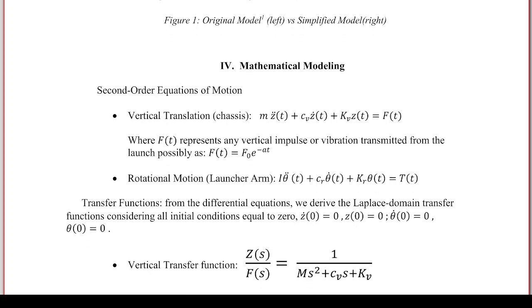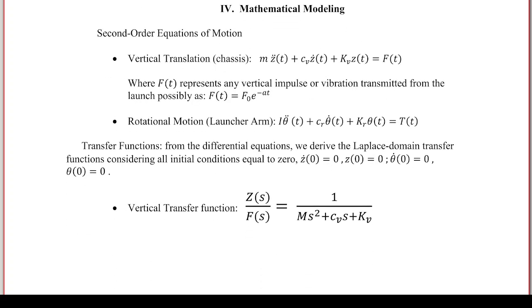From there, we started with mathematical modeling. For the mathematical modeling, we used a simple second order equation of motion in the vertical direction, as shown on the screen. For our impulse, we chose a simple impulse f(t), which is equal to F0 times e to the power of minus at. Then we also have a rotational motion, which is also shown here.